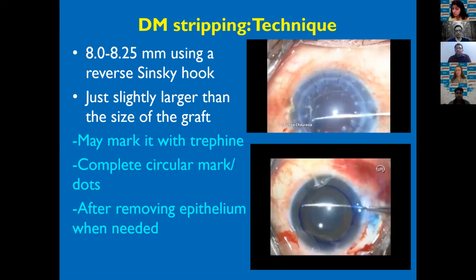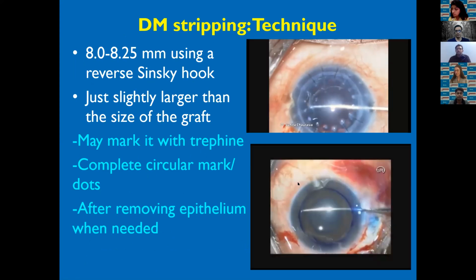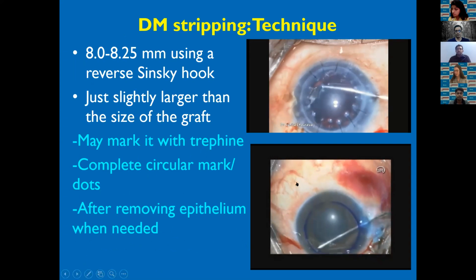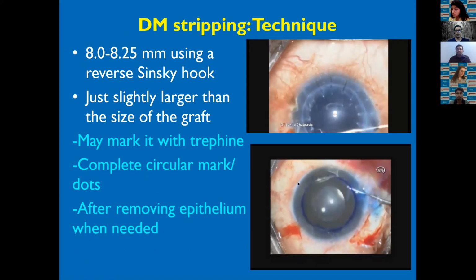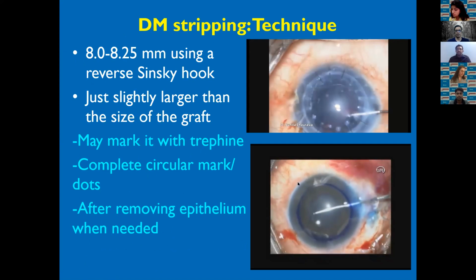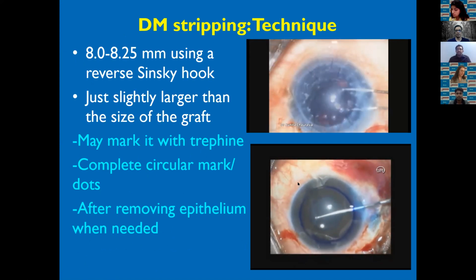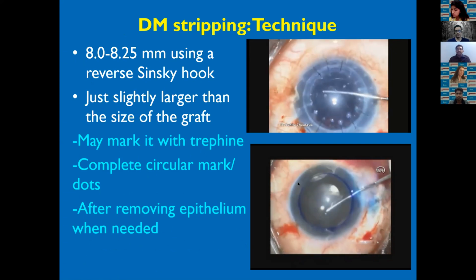The technique of DM stripping is pretty much similar to what we do for DSEK. I didn't have it, but the technique is quite similar. We just indent into the Descemet's membrane. This was a previous case where I did a video of the same, but it's like we score it opposite to the side where we make the paracentesis and strip it gradually from the edges to the center and then pull it off.